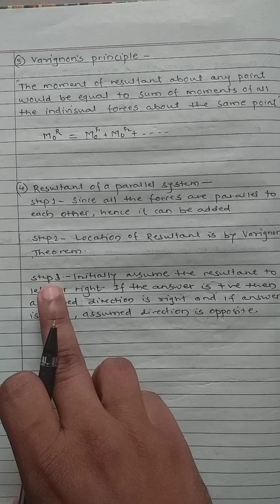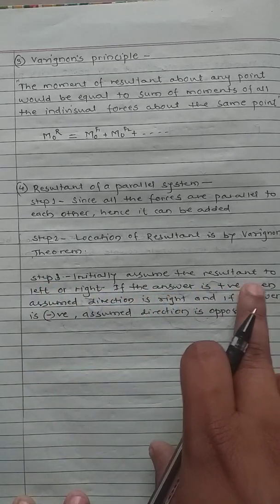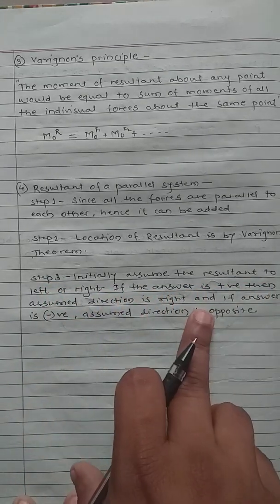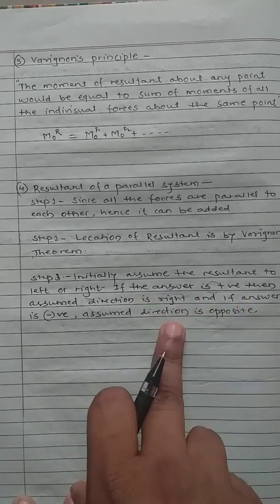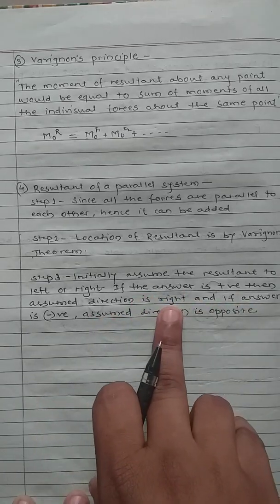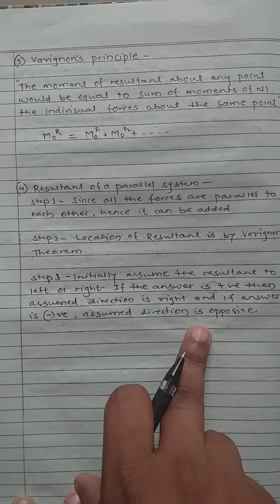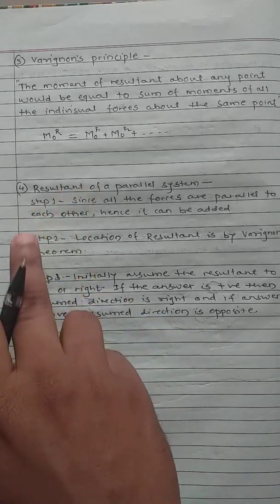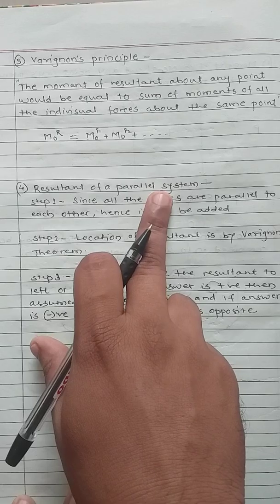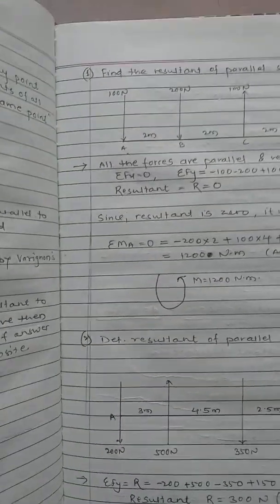And step number 3 is very important. Initially, we have to assume the resultant to the left or right of any point. If the answer is positive, then the assumed direction is right. And if the answer is negative, our assumed direction is opposite. So these are the 3 simple steps to solve for the resultant of a parallel force system. Okay, now we'll see one short problem.